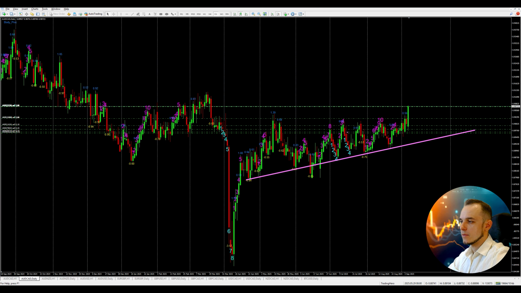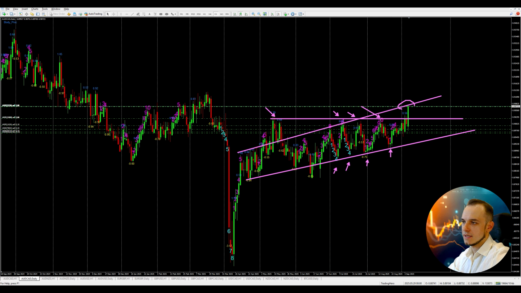On the daily time frame, we can see that the global uptrend also continues, so everything goes according to the plan. We have this resistance level. The market was pushing price toward this level for several months, and finally it broke it, and the next goal is the previous resistance level.